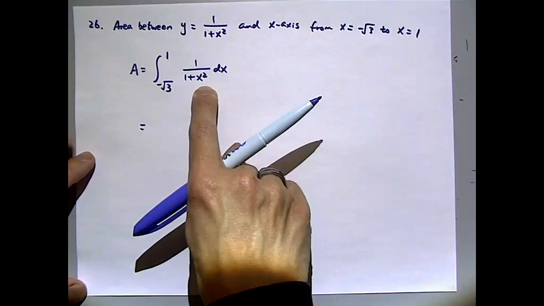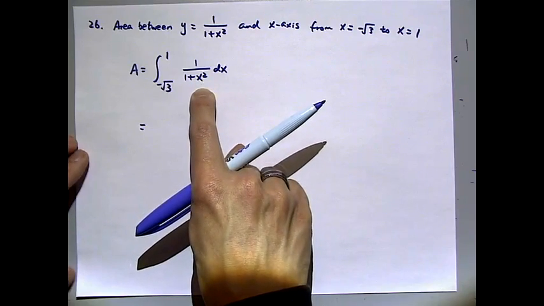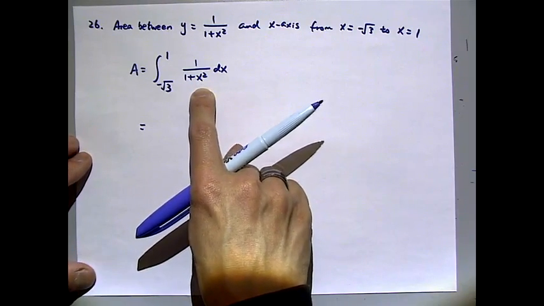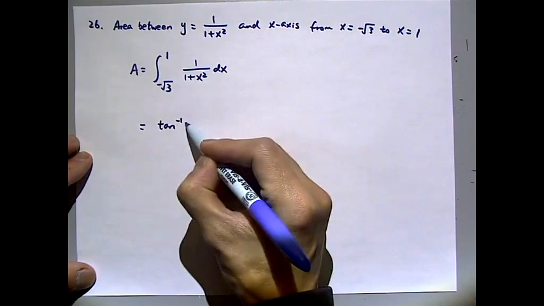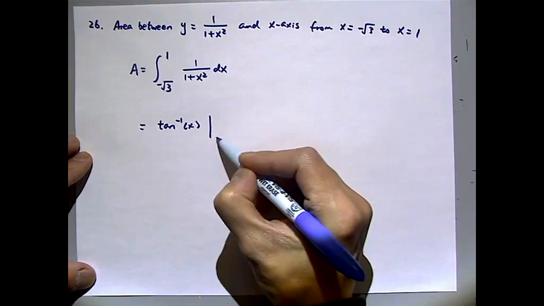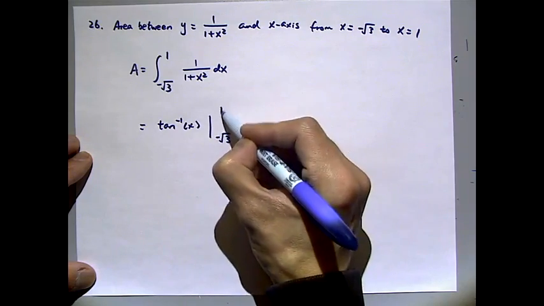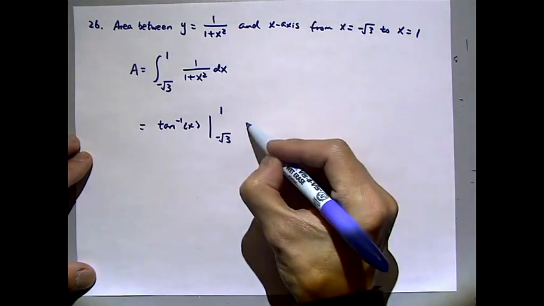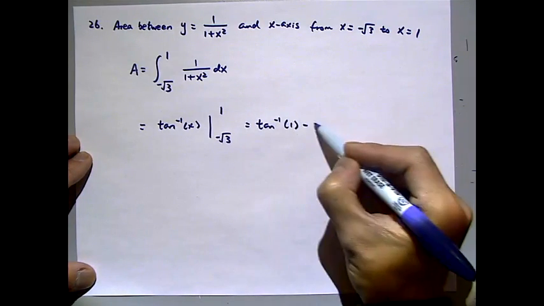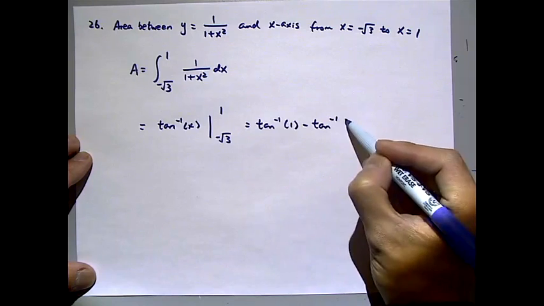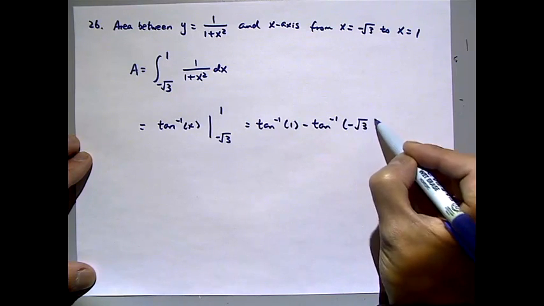And we saw this before. This is a derivative of an inverse tangent. So when you integrate that, you get inverse tangent of x. And therefore, we get inverse tangent of 1 minus the inverse tangent of negative radical 3.